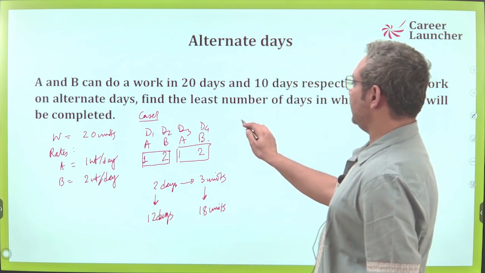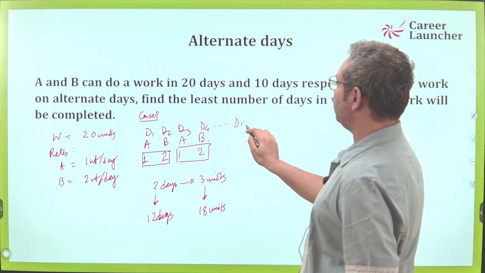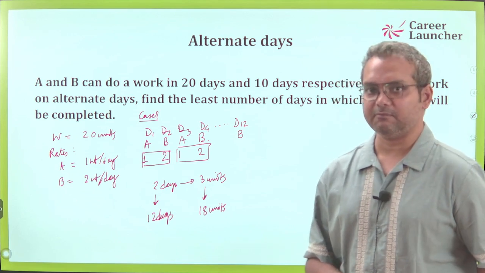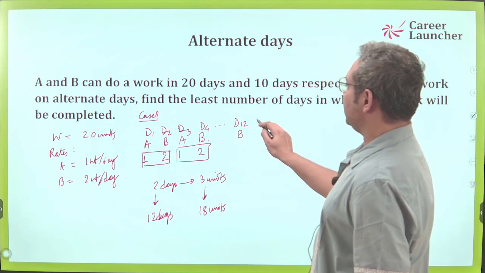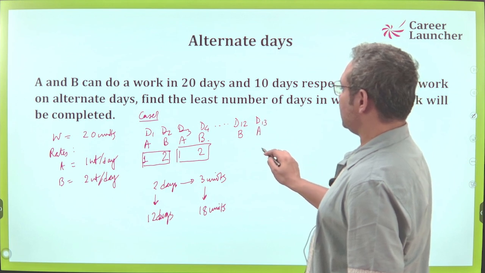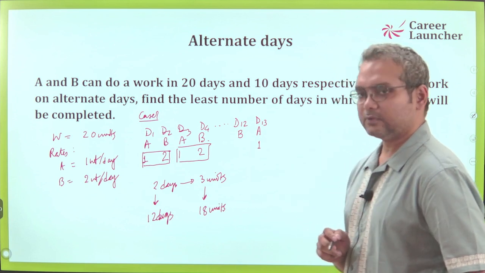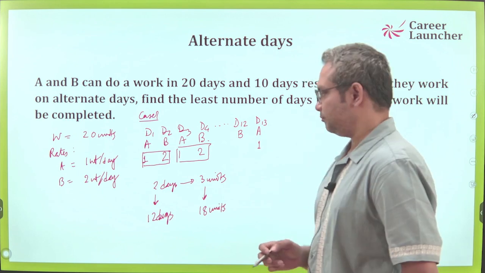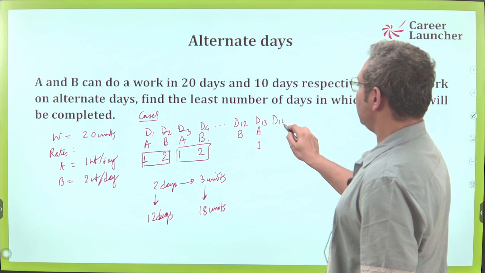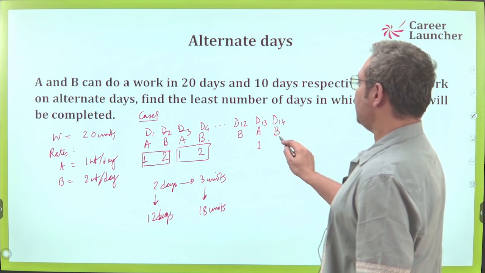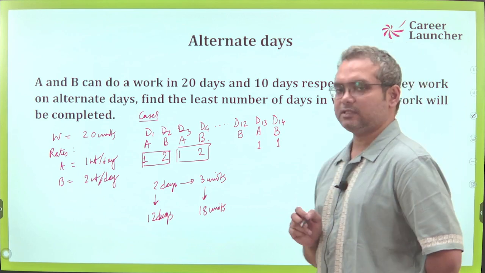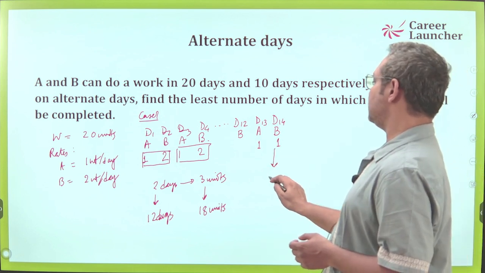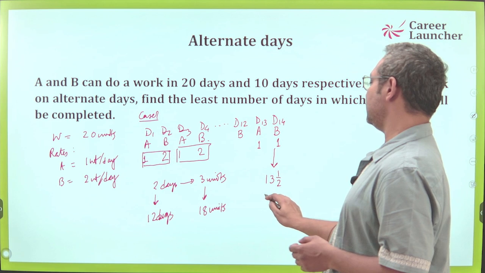So on the 12th day, if it goes on like this, on the 12th day it must be B who is working because B appears on the even number of days. And then on the 13th day A will come to work and he will do 1 unit, okay, because that's his rate. That will not complete the work because only 19 units would be done. So on the 14th day B will have to come again and B will have to do only 1 unit of work instead of his regular 2 units. So he is going to take half a day. So the time taken here is 13 full but half of a day, 13 and a half days.